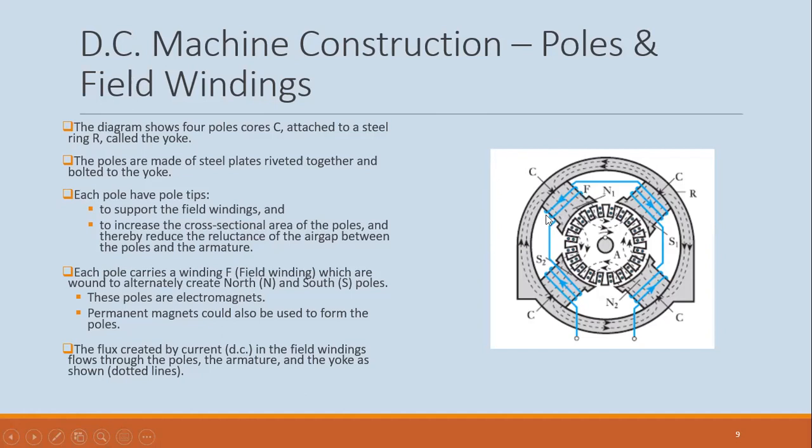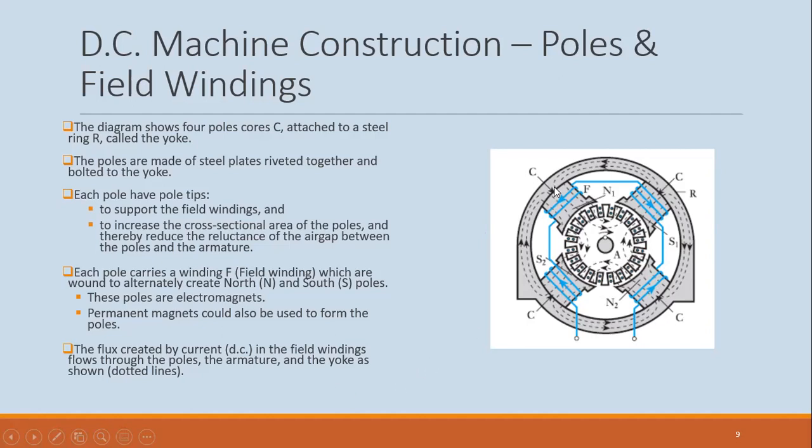All right. And we mentioned before that depending on how the windings are wound around the pole, you get a north or a south pole. And these are actually wound in such a way that the poles beside each other are alternate. One north, one south, another north, another south. All right.